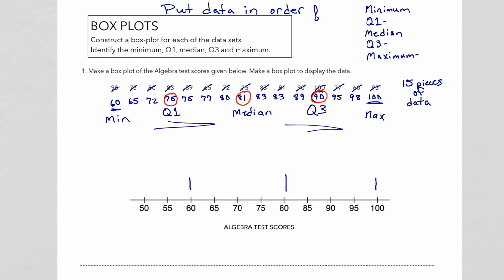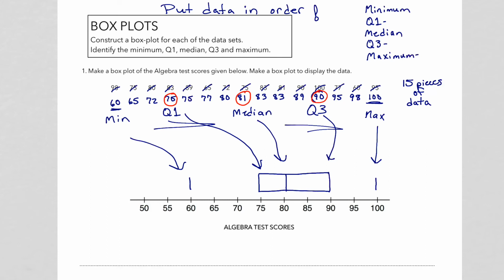Okay, so our minimum is here, our maximum is here, the median is here. Now Q1 is 75, that's going to go right here. That's Q1. Q3 is 90, that's going to go right here. And it looks like a lot of lines right now, but the way we draw it is we connect the median with Q1 and Q3, and then we connect the box to the min and the max with these lines that we sometimes call whiskers.